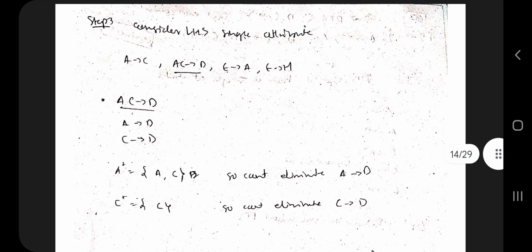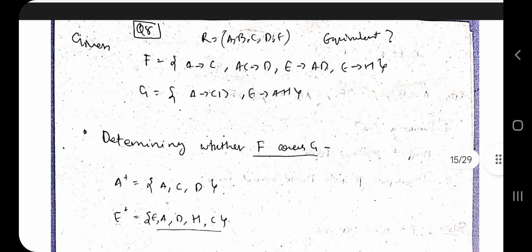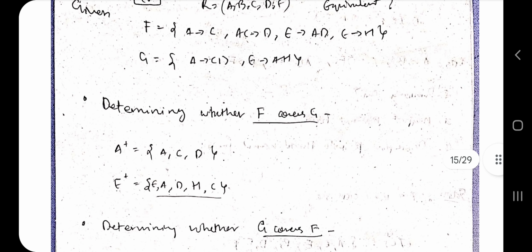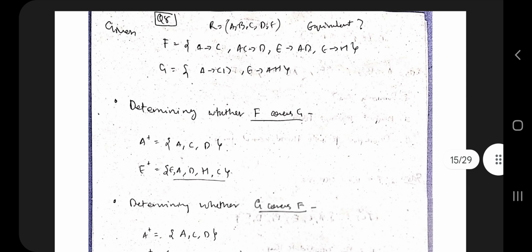So here I am discussing how to find out the closure. Okay. So let's see, consider the LHS attribute here. Okay, so yeah, here. So these are two things, F and G is given here. Determining F covers G or not. F is the closure of G or not that we are determining.